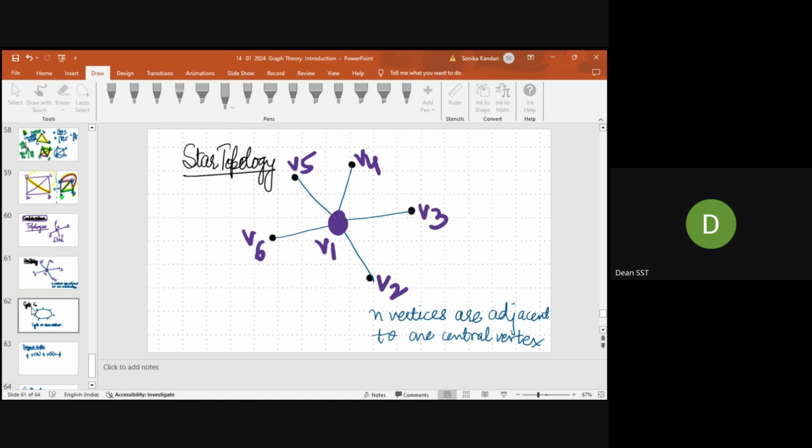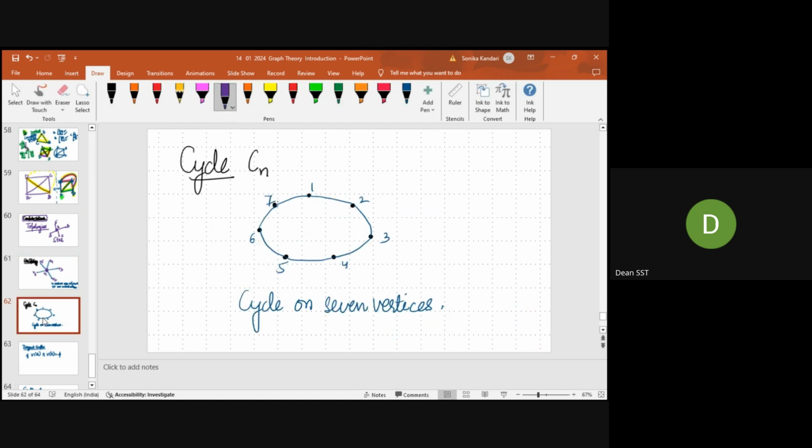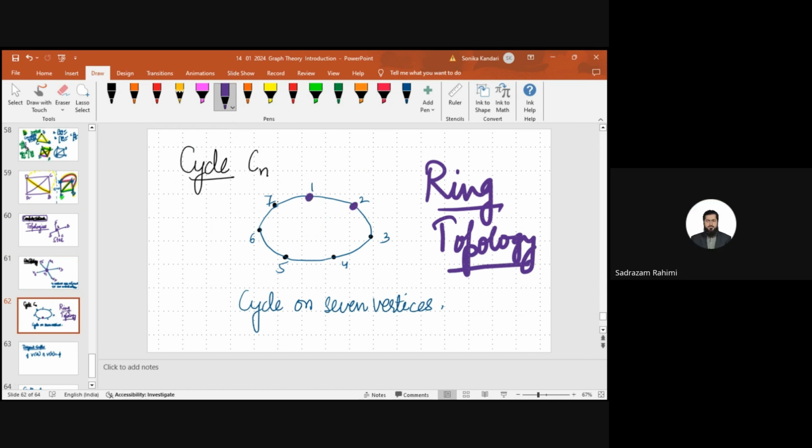Then which other topology are you having? Ring topology. Do you remember? Ring topology is like this. So again, it is in the form of a graph where the vertices are V1, V2, V3, V4, V5, V6, and V7. And these are the edges. Is it clear?